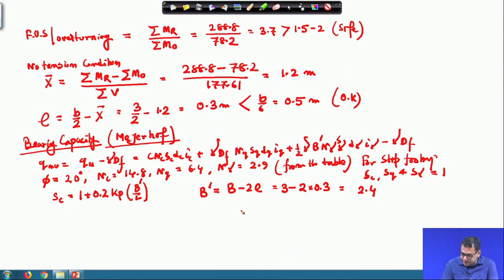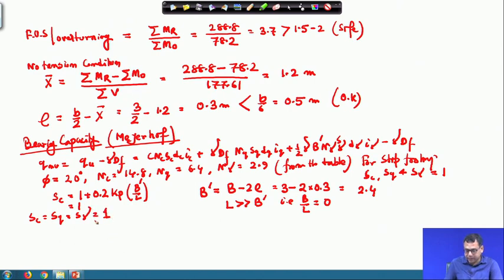Now, as for strip footing your L is very large compared to the B dash. So, I can write that B by L is equal to 0. So, if I put B by L equal to 0, then Sc is equal to 1. Similarly, Sq and S gamma will also be 1.